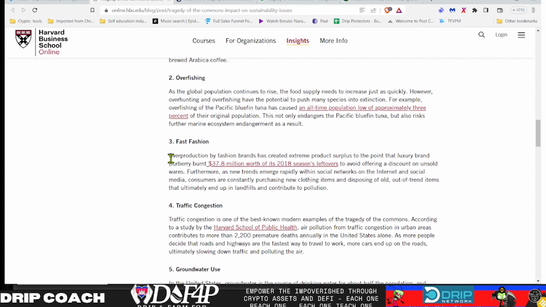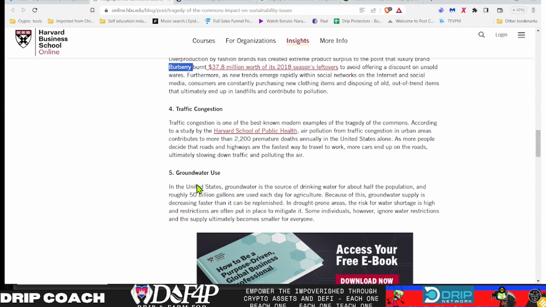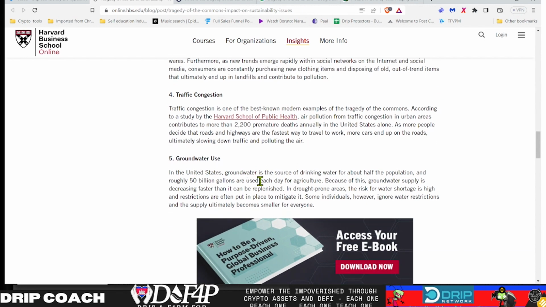I didn't realize this one. This was kind of fascinating. Overproduction by fashion brands has created extreme product surplus, to the point that luxury brand Burberry burnt. Not burn as in Drip tokens or as in DeFi tokens, literally burning clothes. $37.8 million worth of its 2018 season leftovers to avoid offering a discount on unsold wares. So in order to keep their assets at premium costs, they would rather burn them than sell them to other people and degrade the brand. That's nuts. Traffic congestion and groundwater usage.